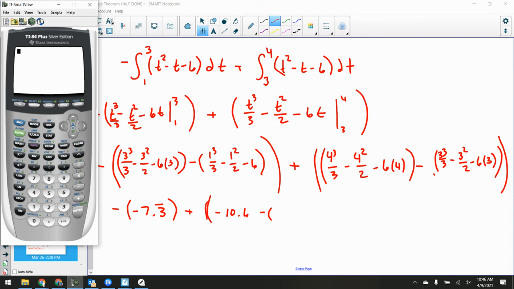Let me make sure that came out right. I'm going to run that number again. 4 to the third over 3, minus 16 over 2, which is 8, minus 24. Negative 10.6. Okay.